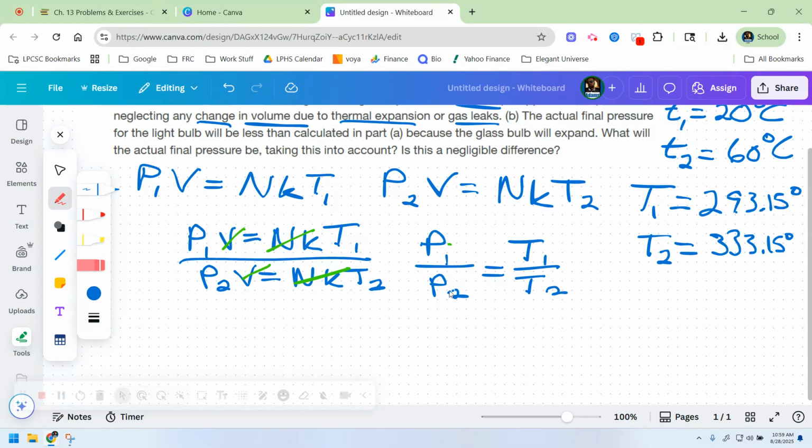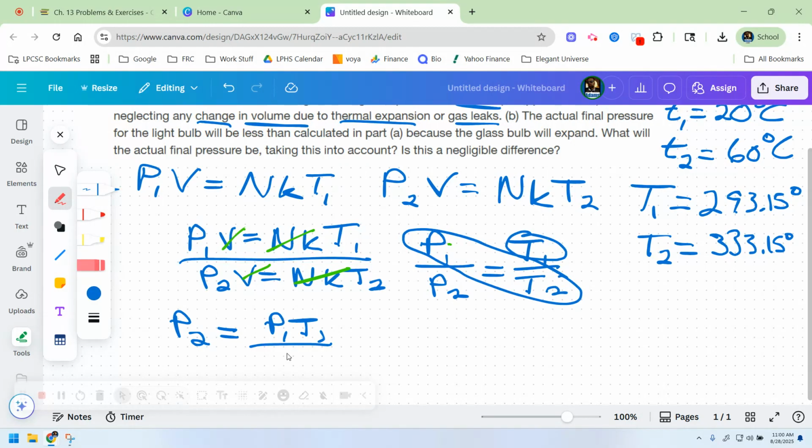Okay. And then what I want, I can actually just solve for P2, the final pressure, right? So if we do some algebra, we'll do the cross multiplying and then divide. It's kind of called the bat and ball method. So I'm going to multiply these two numbers and then divide by this. So then my final equation will be P2 is equal to P1 T1 all over T2. And so we just plug those numbers in, right?